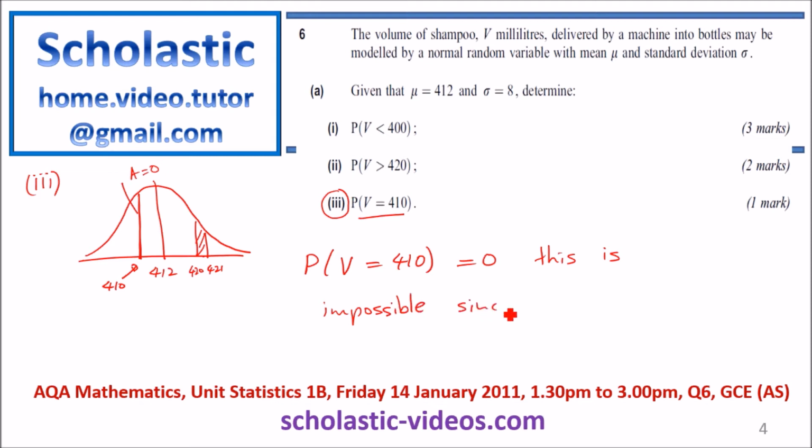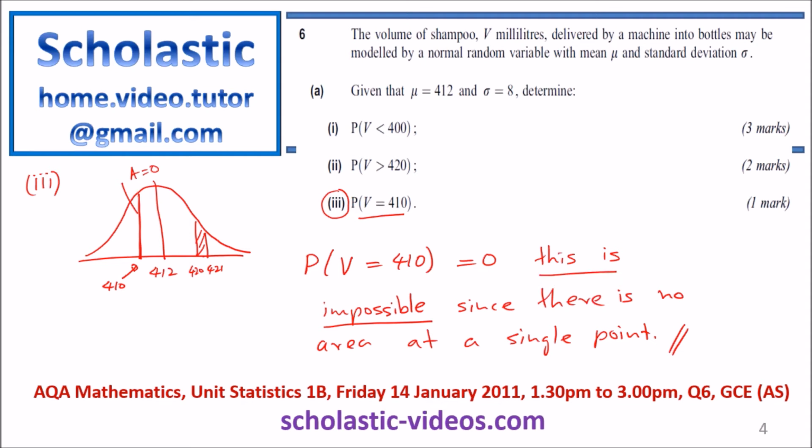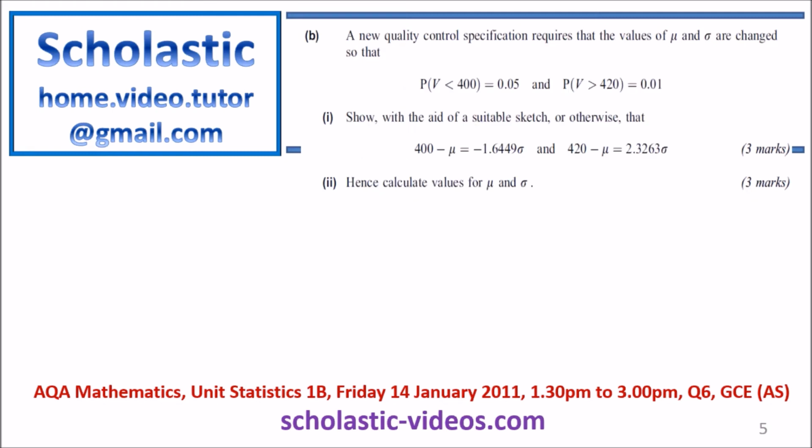You don't have to write this part, but there is no area at a single point. So that's the conclusion. In your case you can just write impossible. That will be the answer to this question. Got the point? Okay, very simple, isn't it? So that's part A, part 3. We have another part to go, part B.